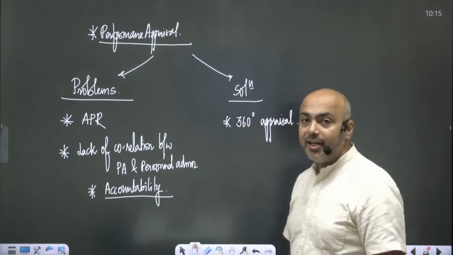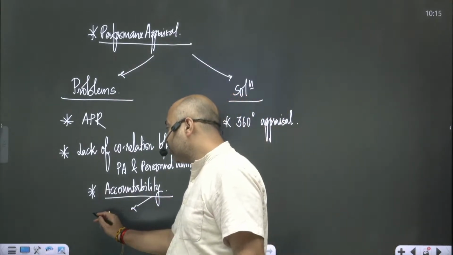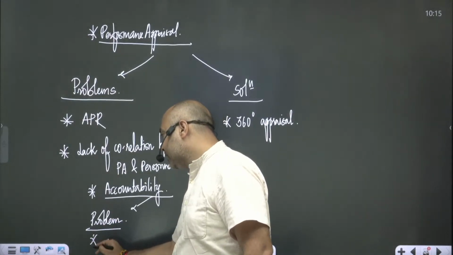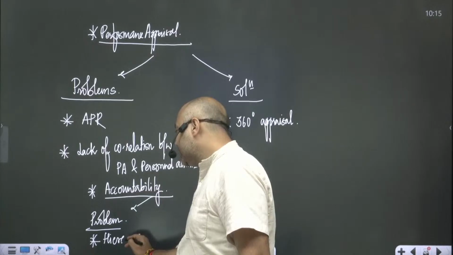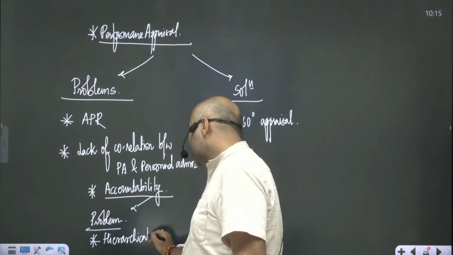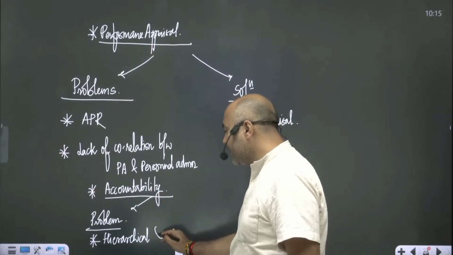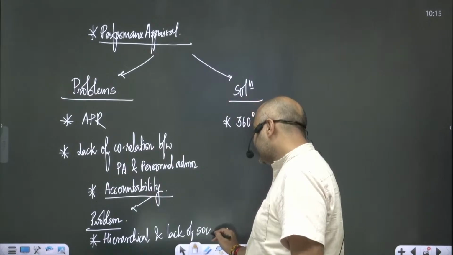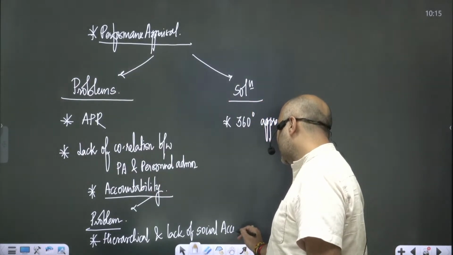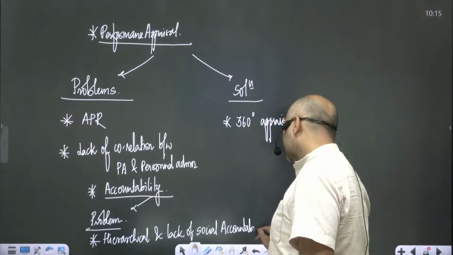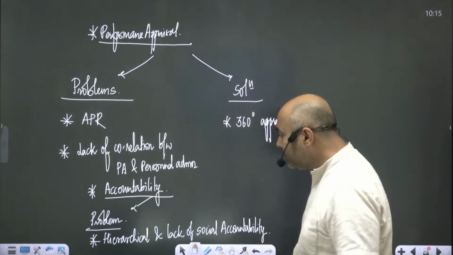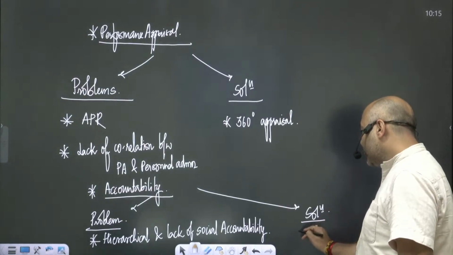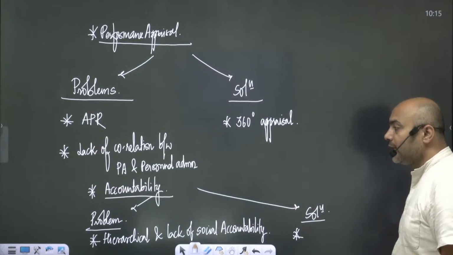In the accountability part, you can write what is the problem. The problem is that primarily accountability is hierarchical, and there is a lack of social accountability. Social accountability, that is accountability to the people. And what can be the solution for it? You can write about solution.